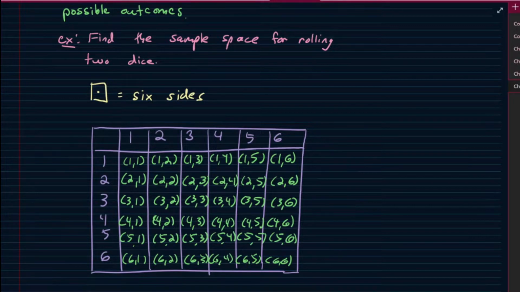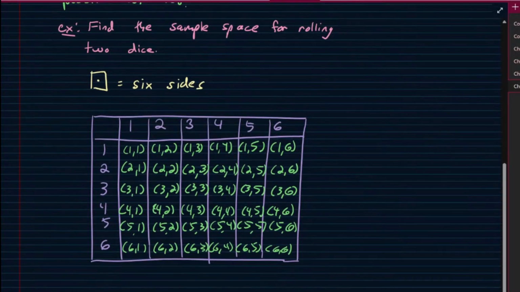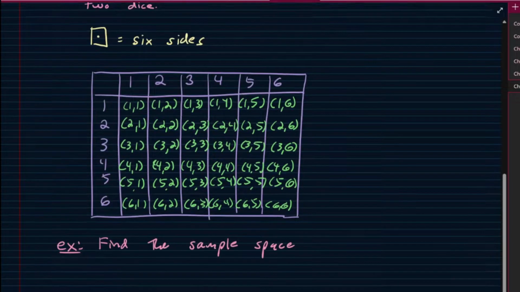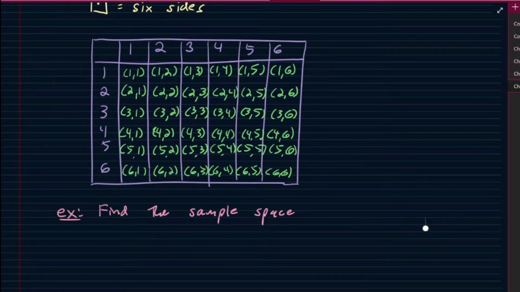Let's look at another one. Find the sample space for the gender of the children if a family has 3 children.